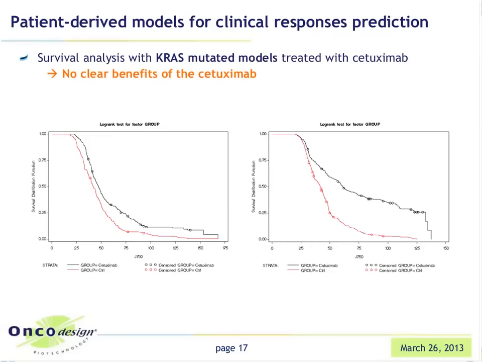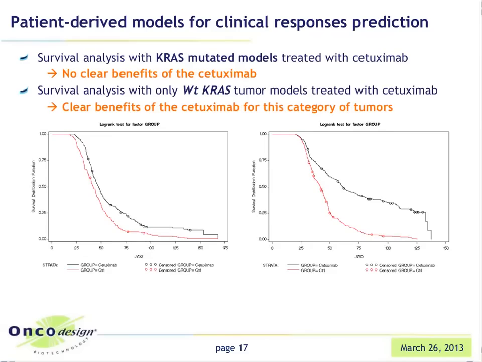And as I introduced earlier, this is more or less the same study. Here, these are the mice that have been treated with Cetuximab or with control with KRAS mutation, and there is no clear benefit. When you do the same study taking into account only the wild type KRAS models, there is a clear benefit of the Cetuximab.